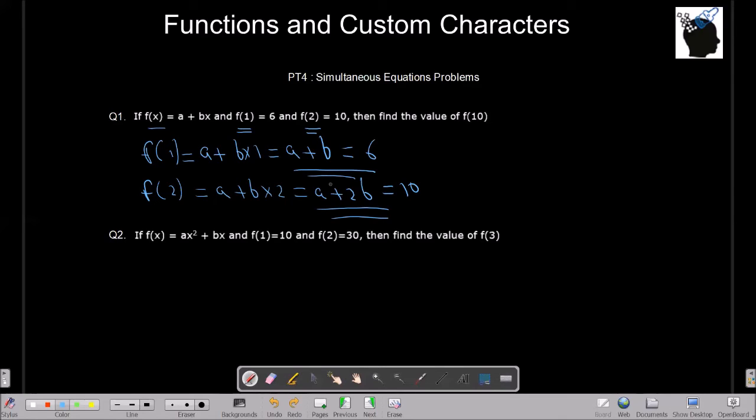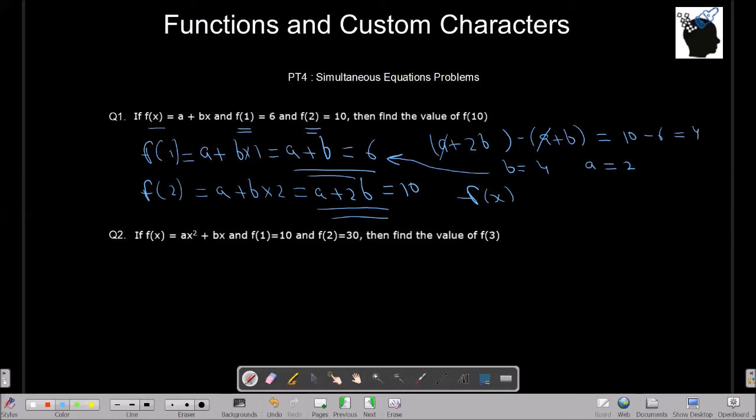If you subtract the first one from the second one, you'll have a plus 2b minus a plus b is equal to 10 minus 6, which is nothing but 4. A will cancel out and you'll have b is equal to 4. You can substitute in this. If b is 4 and a plus b is 6, that means a will be equal to 2. So our function becomes f of x is equal to 2 plus 4x, and we need to find the value of f of 10. So we'll put x is equal to 10 here and have 2 plus 4 into 10, or nothing but 40 plus 2, or 42.